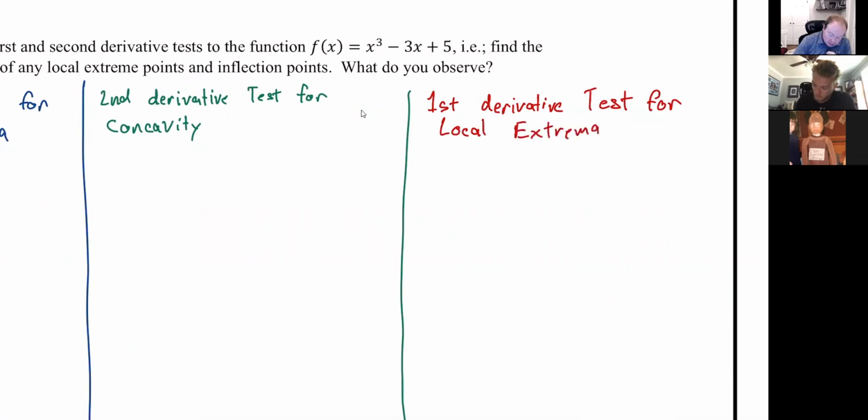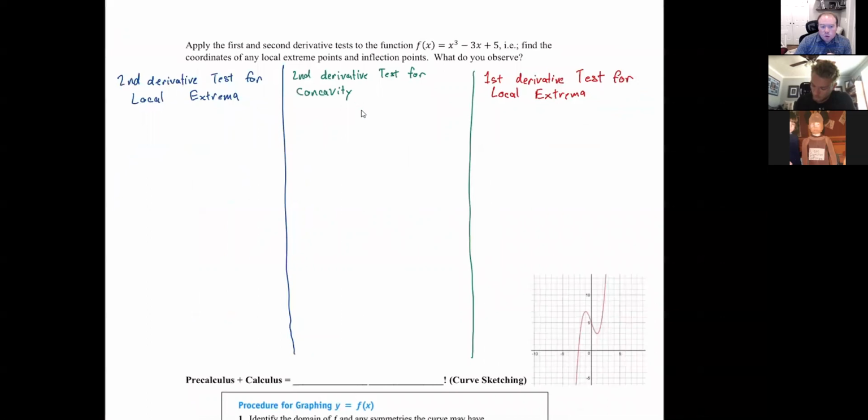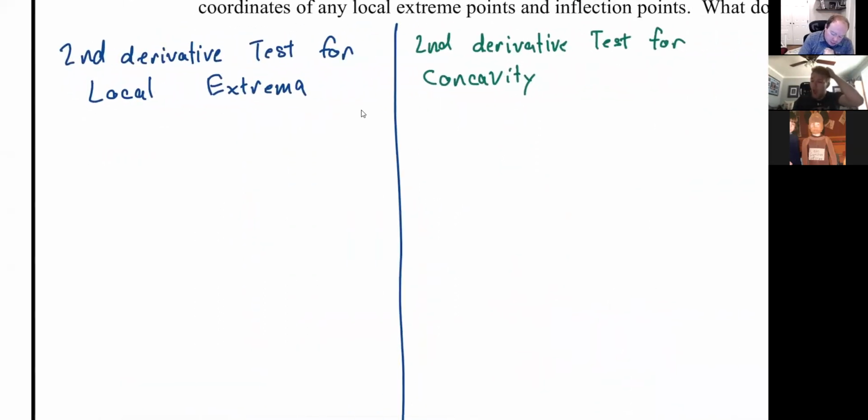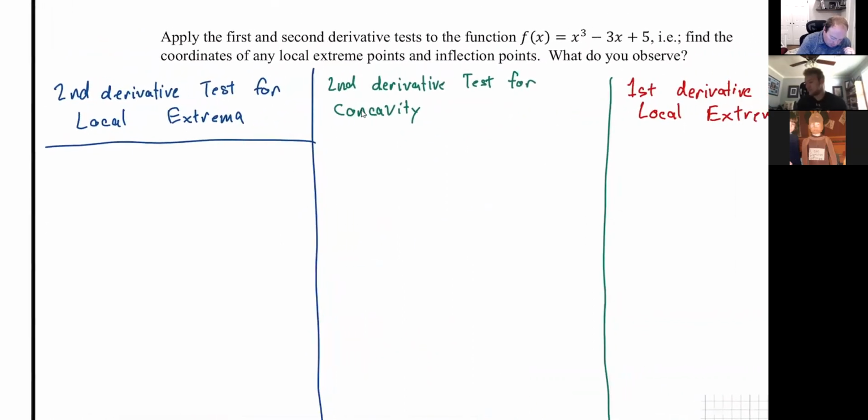And what we're going to see is that the first derivative test for local extrema and the second derivative test for local extrema give us the same extrema in this case. Of course, like I said, this test may be inconclusive. Let's go through it now. So the second derivative test for local extrema. Second derivative, I'm going to need to take two derivatives. So let's see, f prime is going to be equal to 3x squared minus 3.